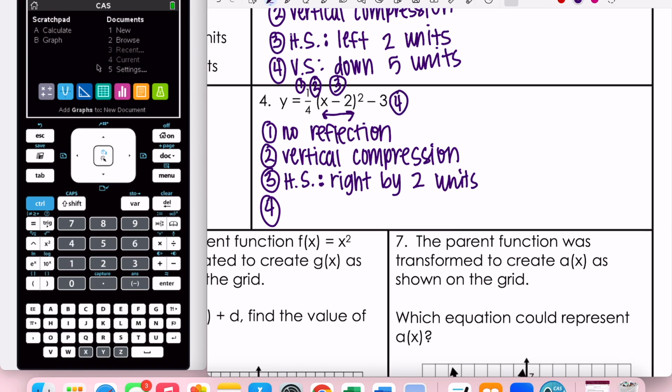Lastly, I want to look at the value of K. This is a vertical shift. Here I have a -3, so that means I'm going down by 3 units.